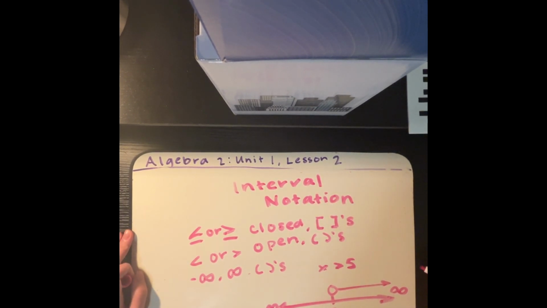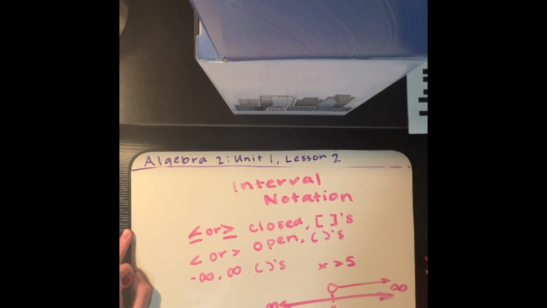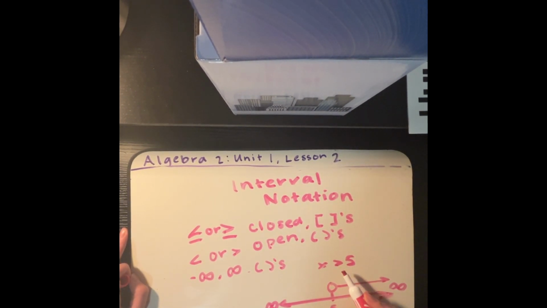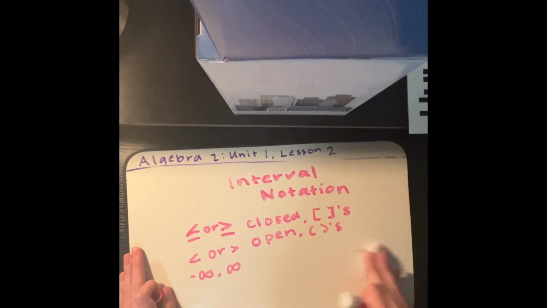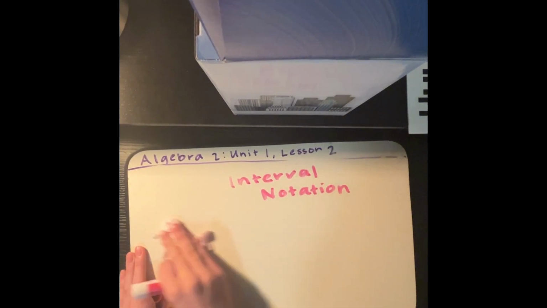So we can say interval notation would look like this. It'd be parentheses 5, comma, infinity parentheses, because it's a greater than symbol and then it's infinity. So this is what makes it interval notation like that. Okay, we're going to do another interval notation example or two.